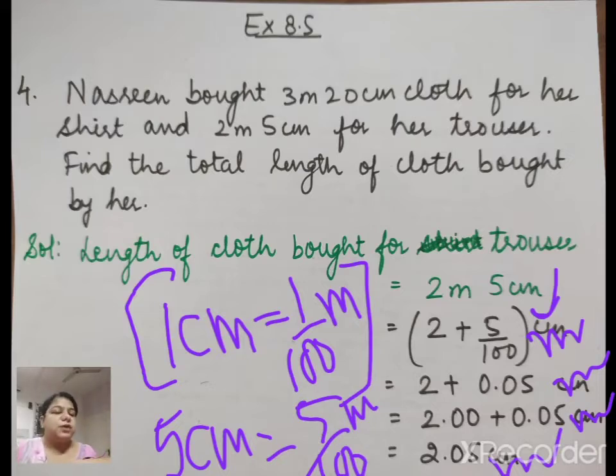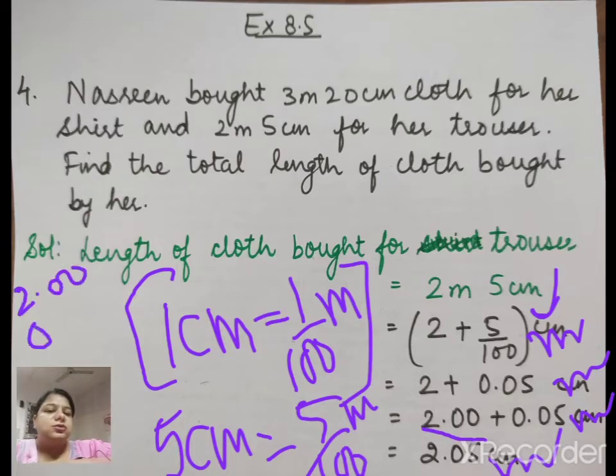So 2 plus 5 upon 100. As you already know, 5 upon 100 means it is 5 hundredths, right? So 5 hundredths can be written as 0.05, and you know how to add the decimal numbers. 2 can be written as 2.00 and 0.05. So you can add it up, 2.00 plus 0.05. When you add, what will you get? You will get 2.05, right?